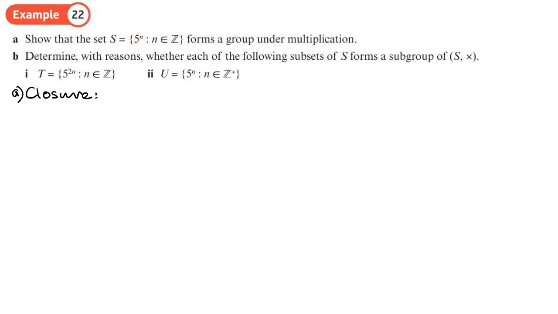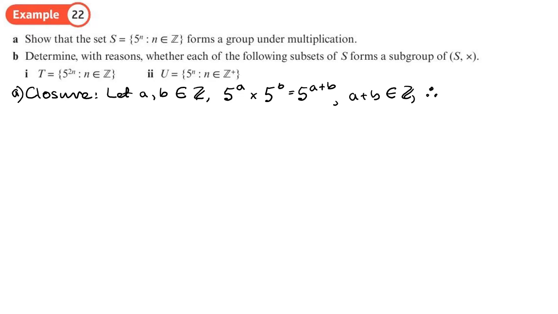Okay, so the first thing we're going to do is say let a and b be integers, and then we can say 5 to the power a times 5 to the power b. Well, using the rules for powers, we add the powers, okay? And a plus b is also going to be an integer, so therefore S is closed.